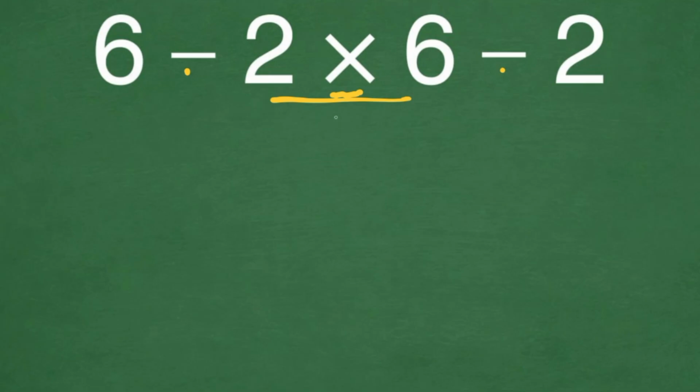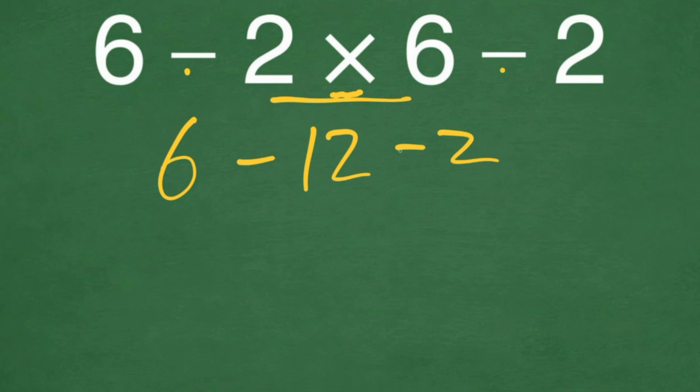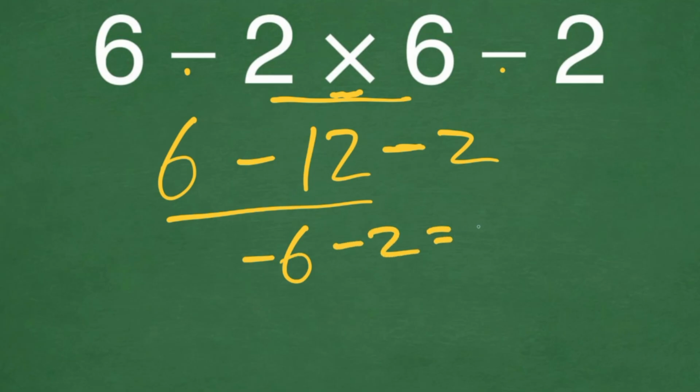So 2 times 6 gives us 12, and 6 minus 12 minus 2 is going to be the next equation, and 6 minus 12 gives us negative 6, and negative 6 minus 2 is equal to negative 8. So the final answer to this question is negative 8.